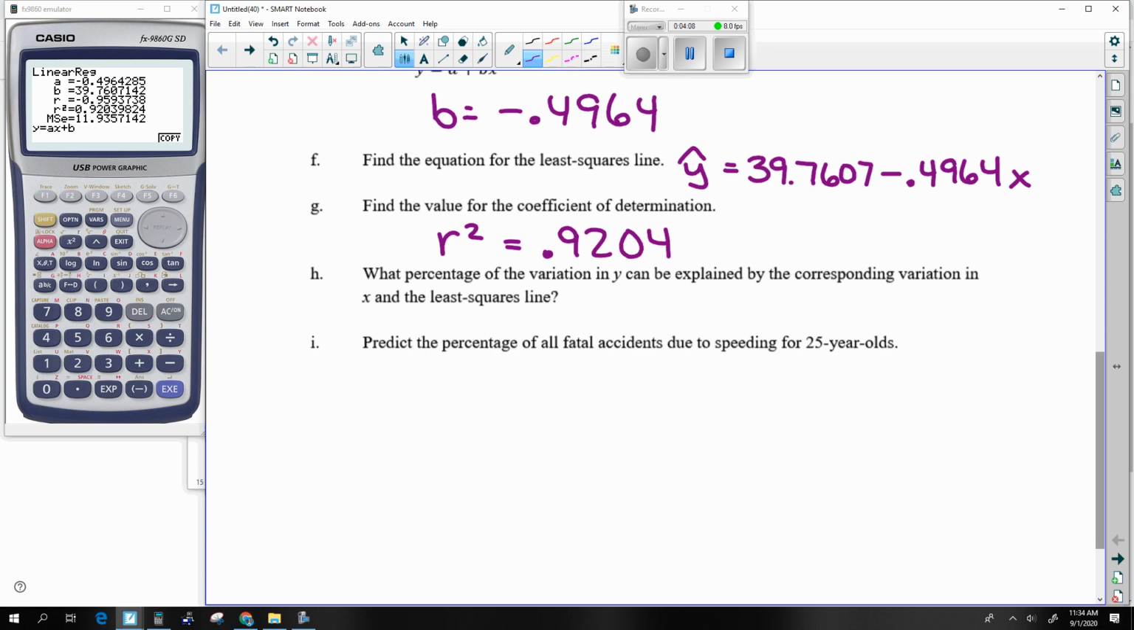Now, the next problem is what percentage of the variation of y can be explained by the corresponding variation in x in the least squares line? That is this coefficient of determination, the answer of G. Coefficient of determination as a percentage. So this is going to be 92.04%. Always going to be like that.